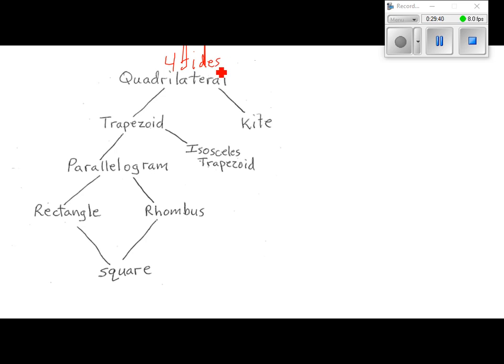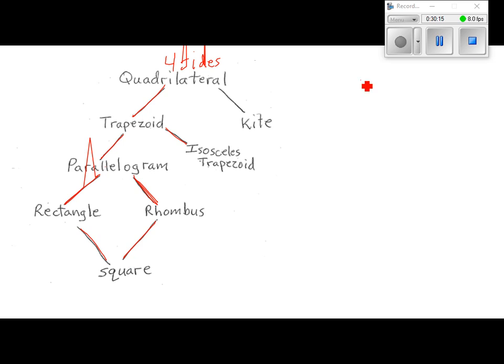This is the new tree diagram. They want you to go to quadrilateral, then you check to see if it's a trapezoid, then you check to see if it's a parallelogram, and then maybe check to see if it's an isosceles trapezoid, if it's not a parallelogram. If it is a parallelogram, then you check to see if it's a rectangle. And if it's a rectangle, then you also check to see if it's a rhombus, because if it's a rectangle and a rhombus, then that tells us it's a square. So that's just how we do it to check through something.